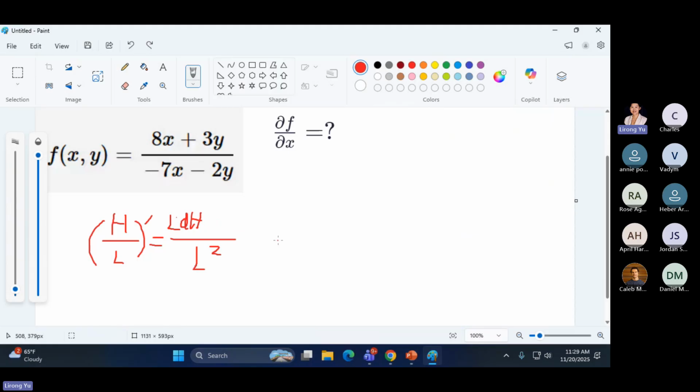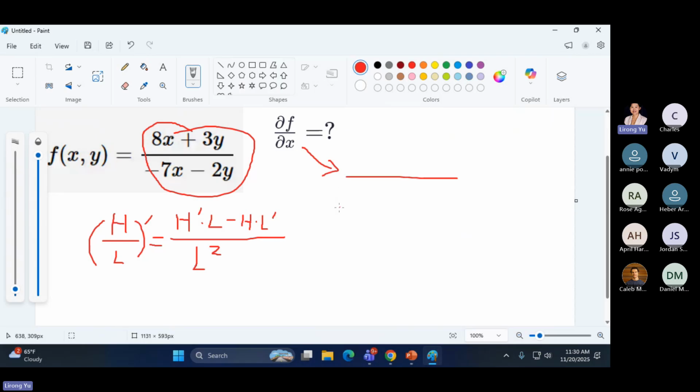Let me try it. So we differentiate the numerator first. Basically we find the derivative of the numerator and multiply by the denominator. Minus, this time we find the derivative of the denominator and multiply by the numerator. Or you can switch the order and write h times l, kind of alternating when we differentiate. So this is our division. Whenever you find the derivative of a division, you will always square the denominator.